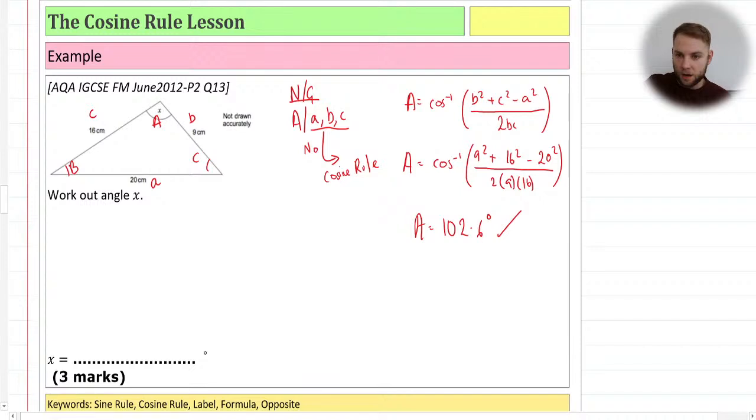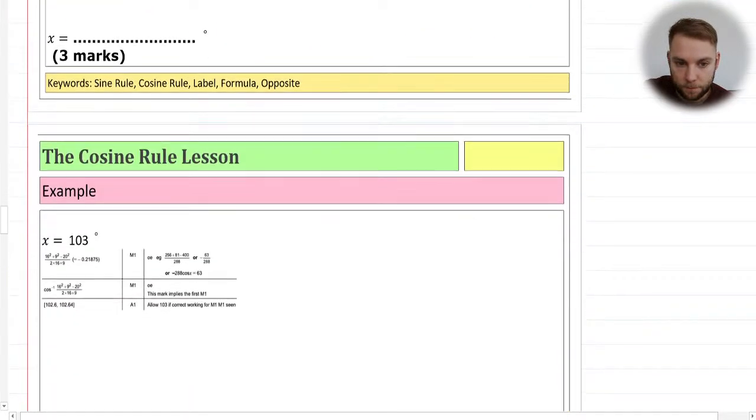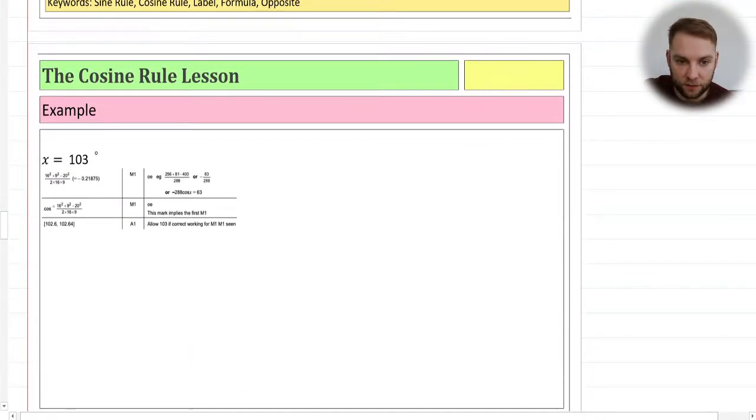There we go. 3 marks for that. Again, another gift if we know what we're doing. Perfect. They've done it to 3 significant figures. That's fine.